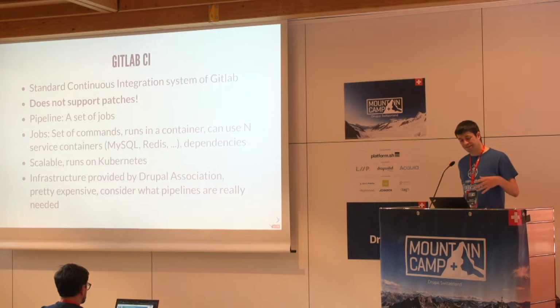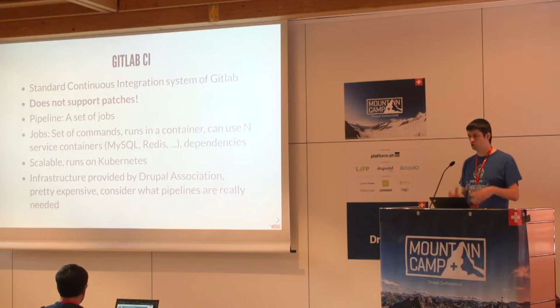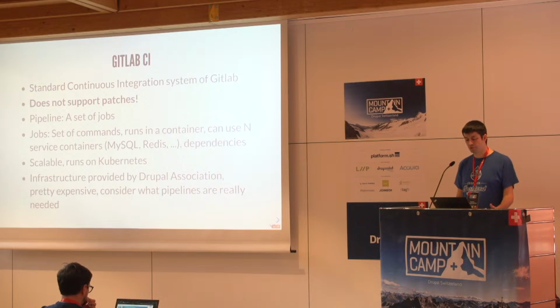Pipeline is basically the thing that's running on each commit, on each merge request. It's a set of jobs. And each job is a set of commands. Those commands run usually in a container, in a Docker container, and they can use service containers, for example, MySQL, Redis, but also the Chrome browser that's used for JavaScript testing. And jobs have dependencies, so we'll get to that in a second, but basically before a certain job can run, some other job needs to run that maybe builds the project, and then you can run the tests.